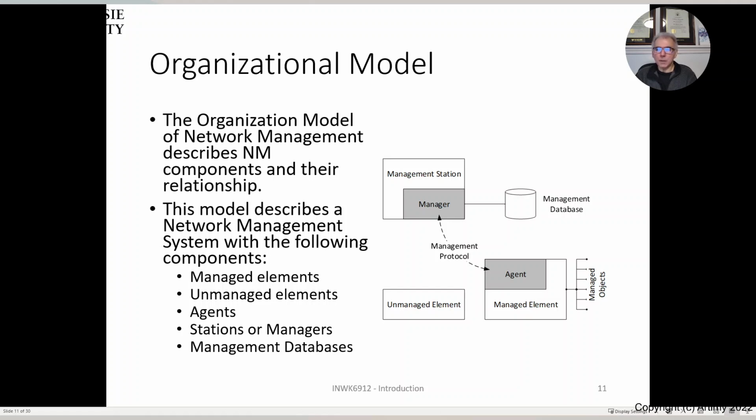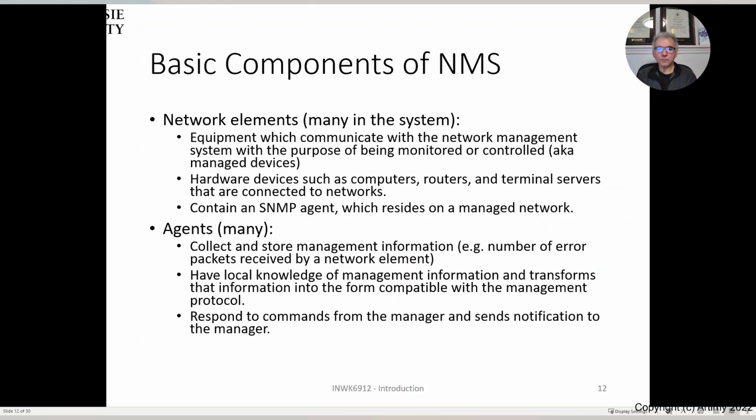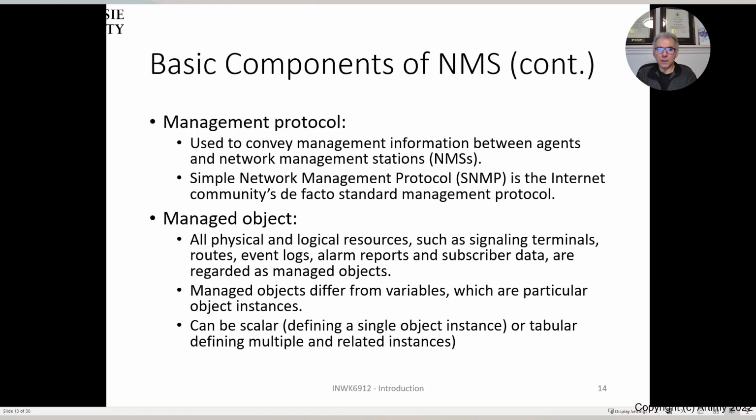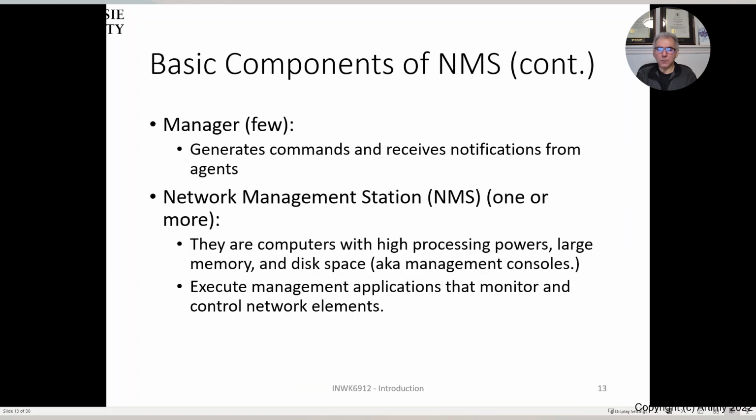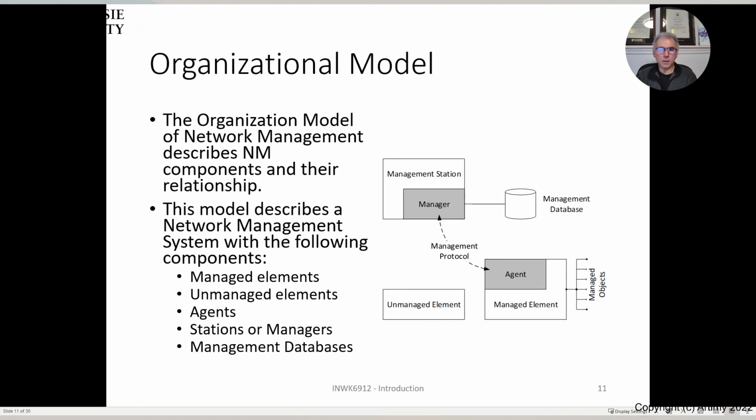So what are the components? You see here that we have something called managed elements, unmanaged elements, agents, stations or managers, and management databases. Right. So these are the components that are defined by the OSI. You can see here the definition of each one of these, but what I will do is just stick to the slide, and I will explain each one of these parts. We'll start with the managed element, right?